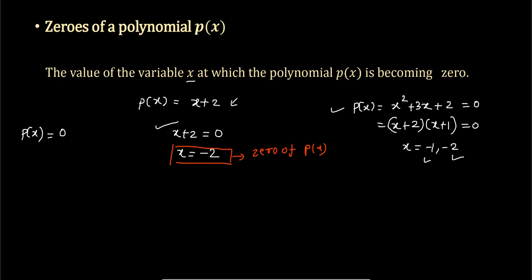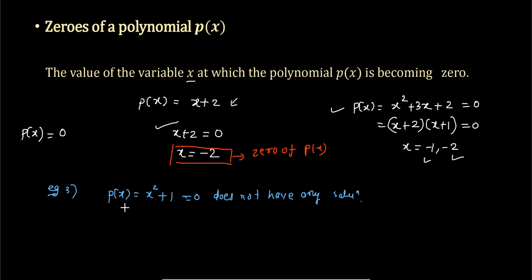For example, let us take the third example. Let us say p(x) is equal to x square plus 1. Now if you look closely, x square is positive, plus 1 is again positive, and positive plus positive is positive. So you won't find any value of x where this p(x) is becoming 0. That means x square plus 1 equal to 0 does not have any solution. You won't find any value of x where this x square plus 1 is becoming 0. So in this case, this polynomial has no zeros.